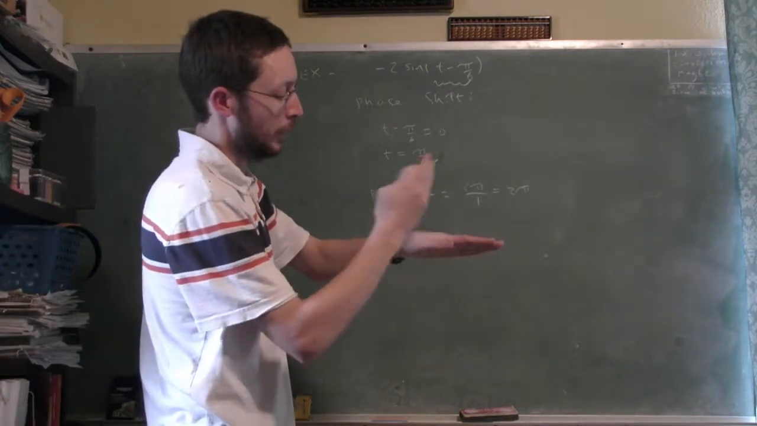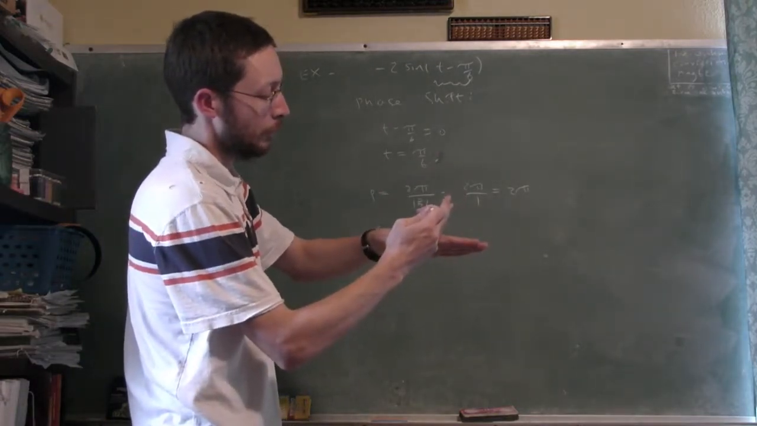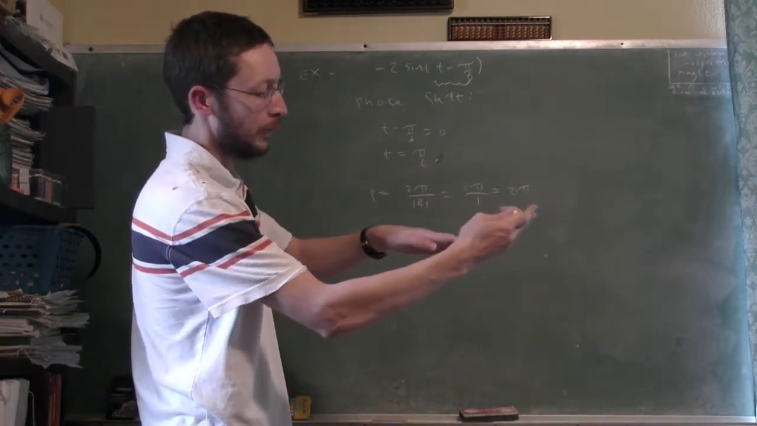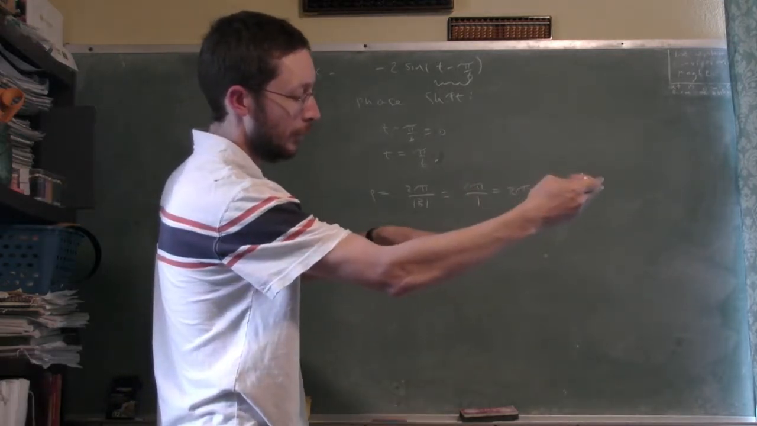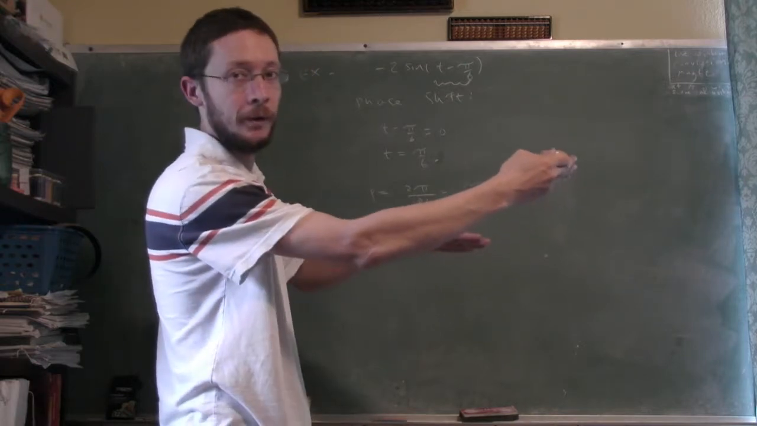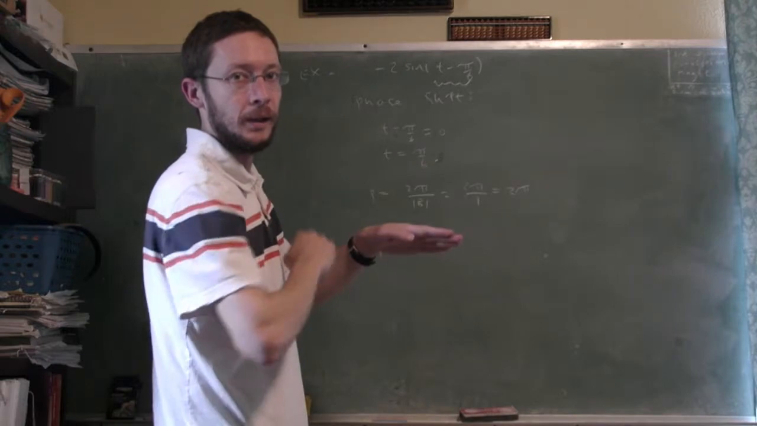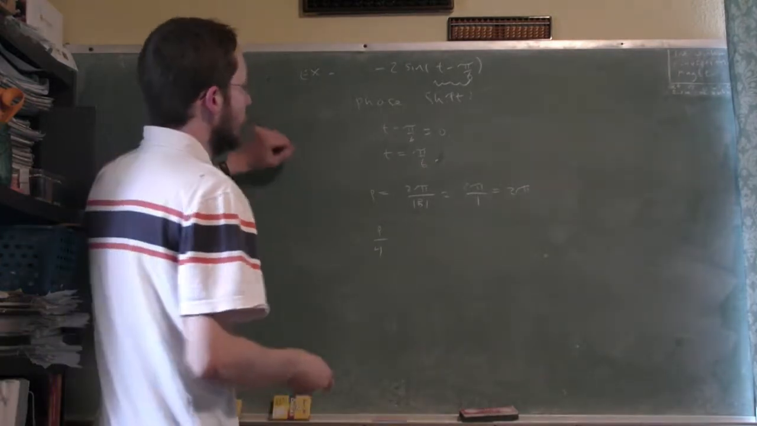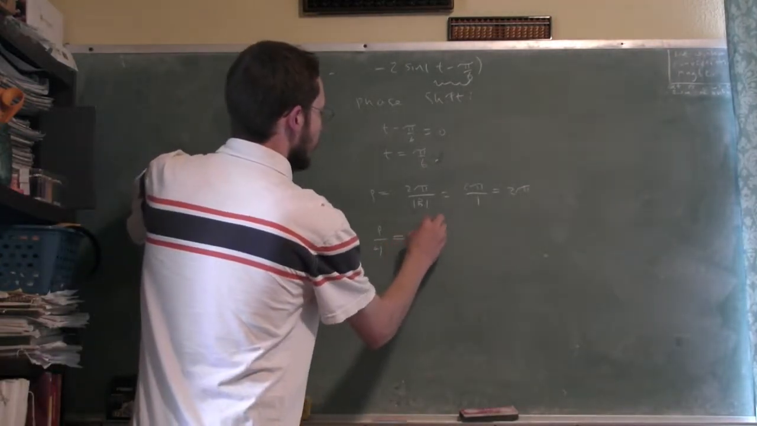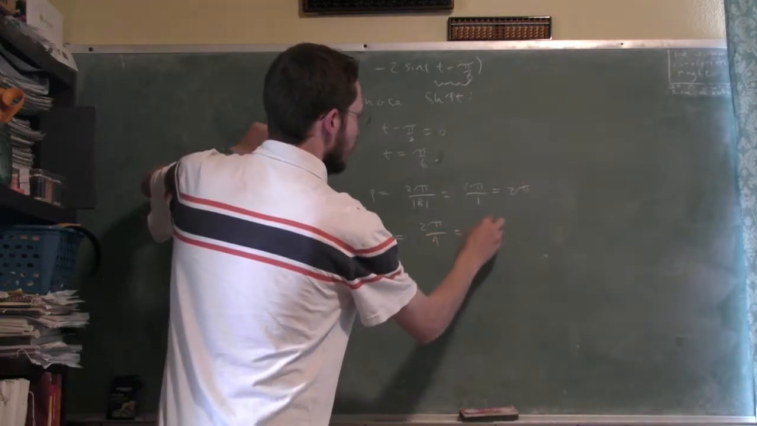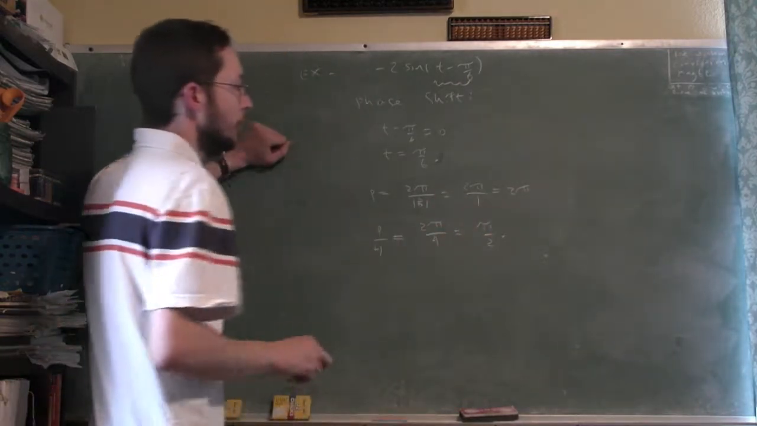You start at the beginning. Add a multiple of period over 4, and it peaks. Add a multiple of period over 4, you're back to the middle. Add a multiple of the period over 4, you're going to bottom out. And then add a multiple of the period over 4, and you're going to reach the beginning. Okay? So period over 4 then, it's going to be 2 pi over 4, which is pi over 2.